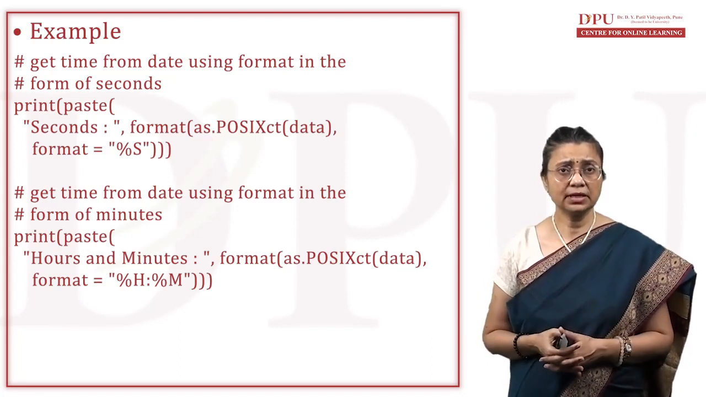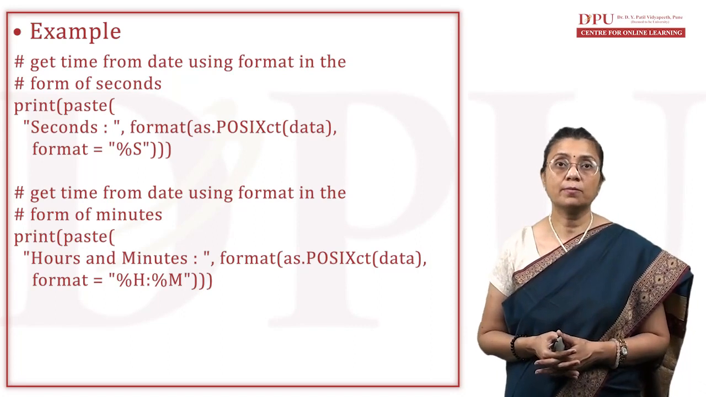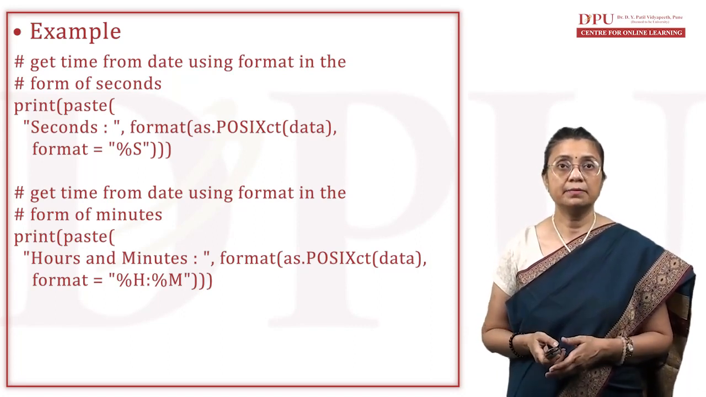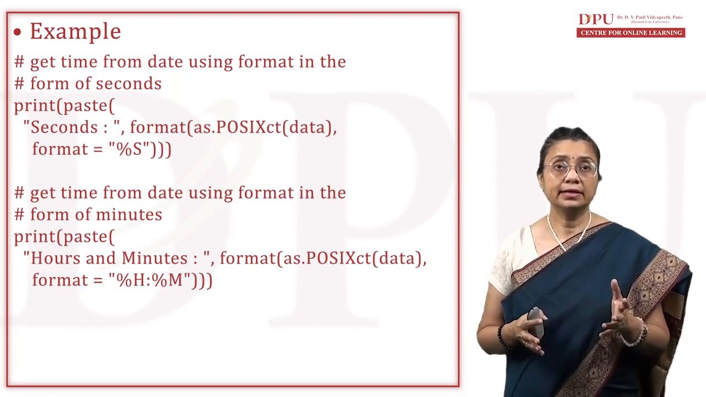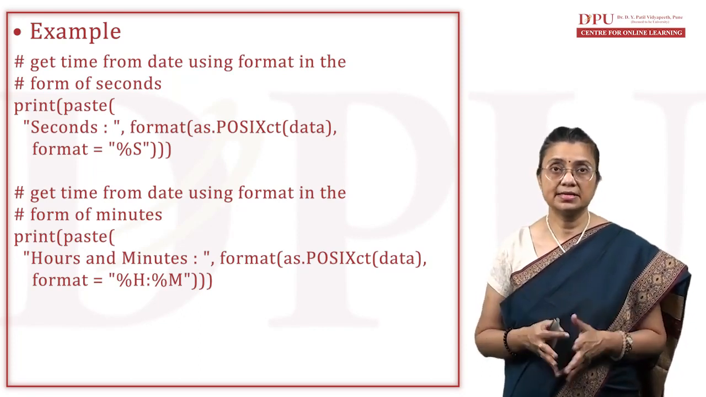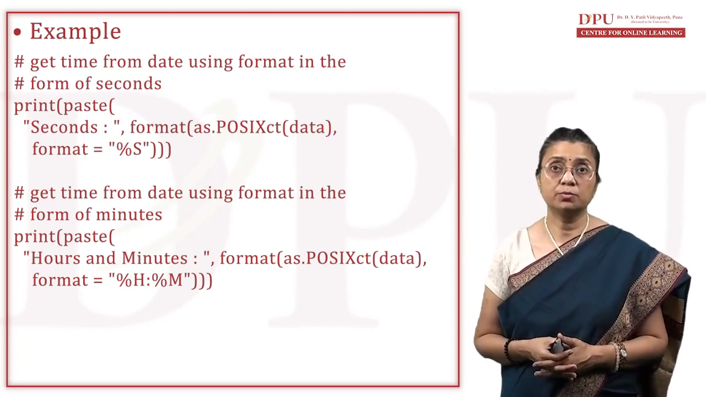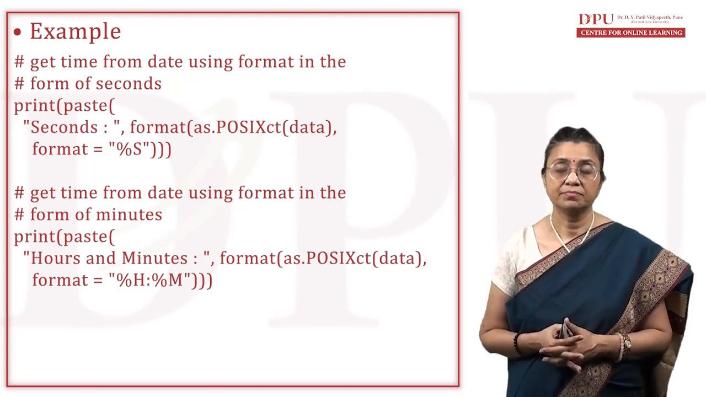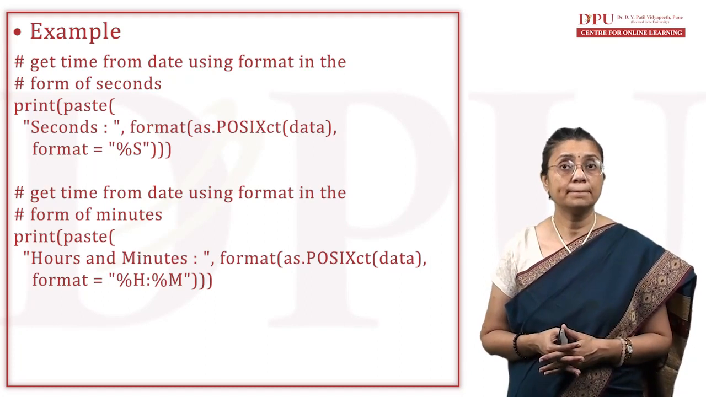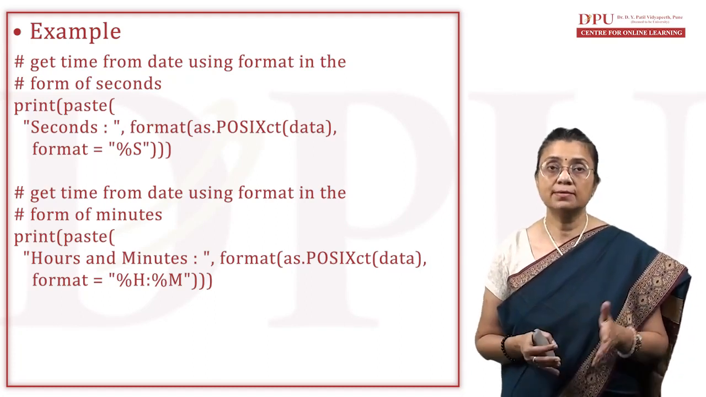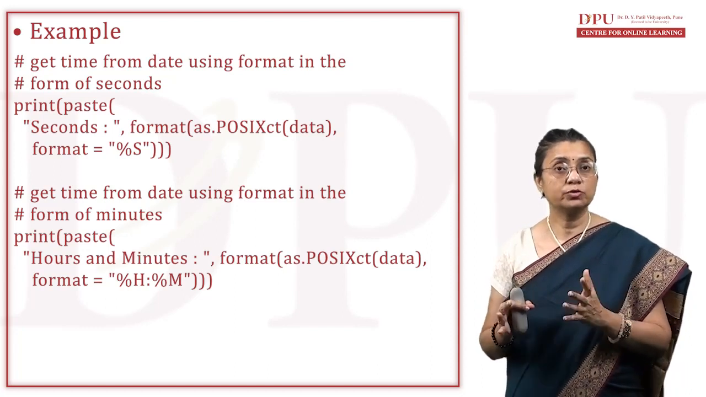And then in the next case, what we are doing, get time from the date using format in the form of hours and minutes. So how am I doing it? I am printing paste, and within brackets I write hours and minutes, comma, format, and within brackets as.POSIXct, and within brackets data. And then I write format equals to %hours colon %minutes. So you can see I'm giving hours and I'm also giving minutes. So I'm giving hours followed by minutes.